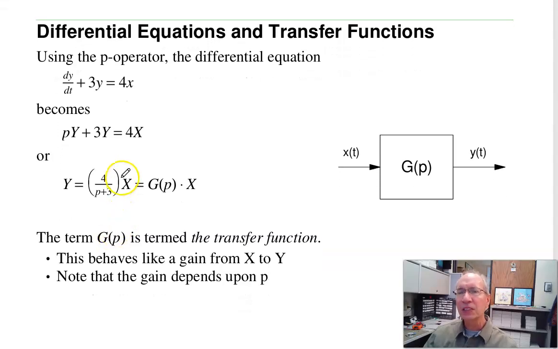What the p operator does is it turns differential equations into algebraic equations in p. So suppose I have this first order differential equation. Substitute. P means the derivative, so the derivative of y is p times y, plus 3 times y is 4 times x. And for notation, I'm using capitals for the p domain, lowercase for the time domain. You can be sloppy about that, but that's what I'm doing with capital and lowercase. Doing some algebra, I can solve for y in terms of x. So y is 4 over p plus 3 times x. This is the gain from x to y. As p changes, the gain changes.